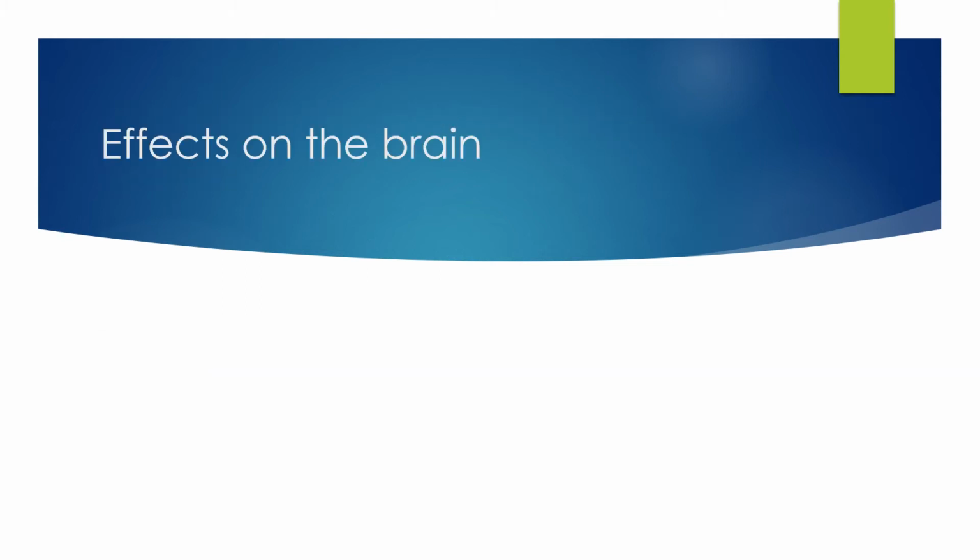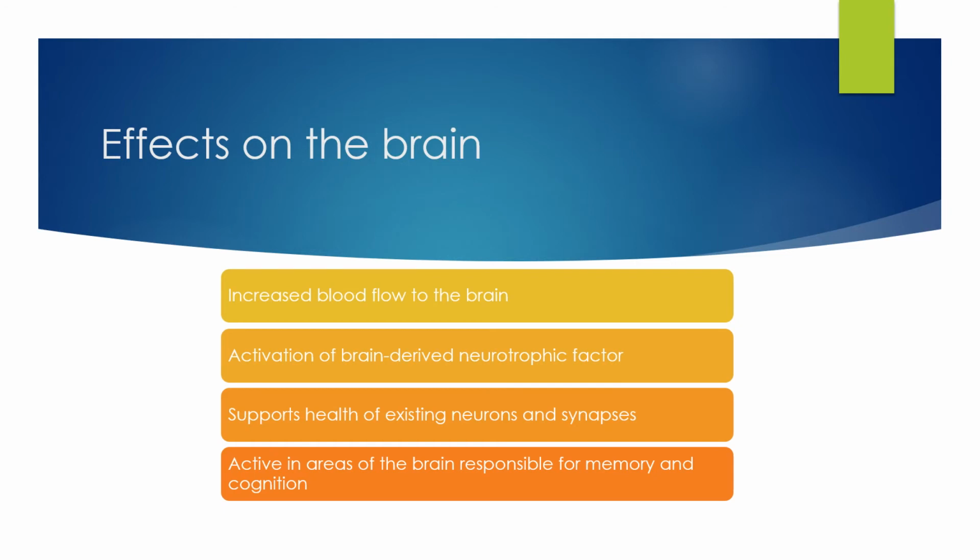Not only is there an effect on your muscles, but there is also an effect on your brain. Aerobic exercise has been shown to increase blood flow to the brain. It can activate certain brain proteins that support the health of existing neurons and synapses in the brain. It has also shown to improve memory and cognition.